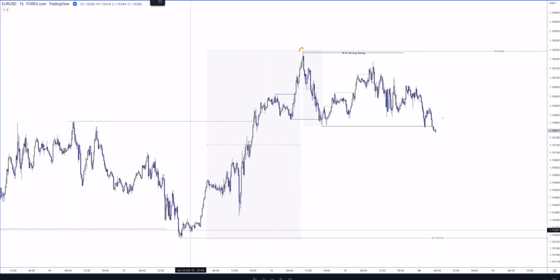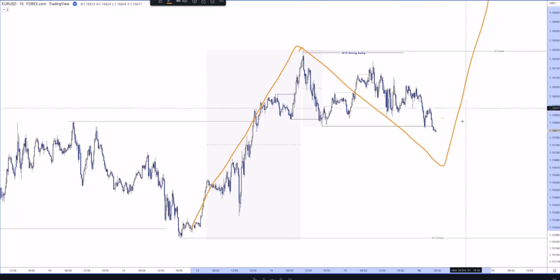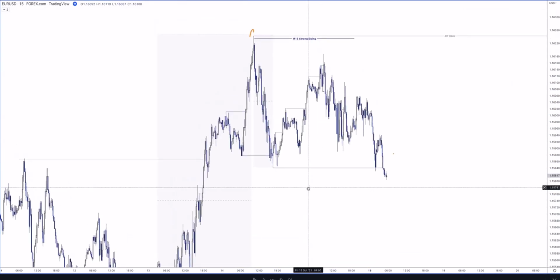Maybe we got long in here. I'm going to be pretty aggressive with my targets and probably take profits at these highs. Why? Because I'm expecting that swing lower high to form and continue to the downside, right? That's the expectation. That price is going to want to pull down into the 4 hour discount.